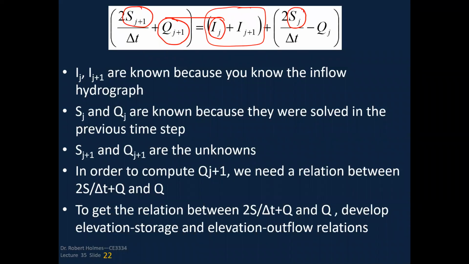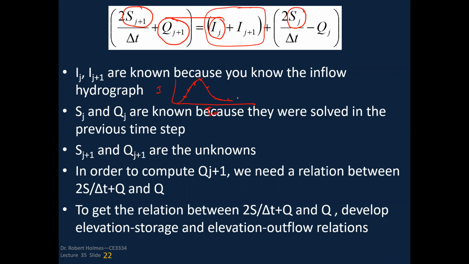At the previous time step, which is designated J, you know the storage, the outflow, and the inflow. At the J+1 time step, you know the inflow because that's the boundary condition. You're given an inflow hydrograph through time because we have gotten that by some means, in this case what you've learned how to do with the unit hydrograph method. So we've got an inflow versus time hydrograph.